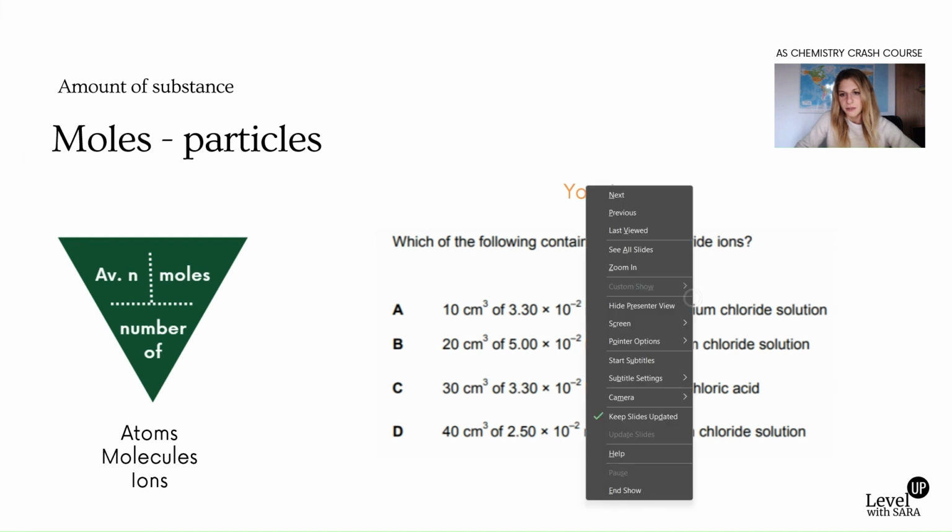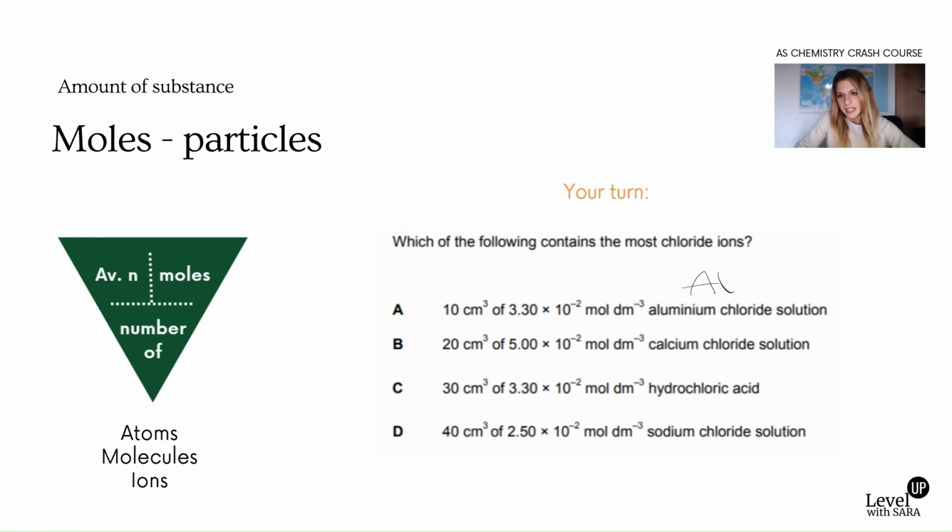Aluminium chloride has a formula of AlCl3. Calcium chloride is CaCl2. Hydrochloric acid is HCl. Sodium chloride is NaCl. Okay, so how to approach this question? First thing, the number of chloride ions, which means that the ratio can be different.